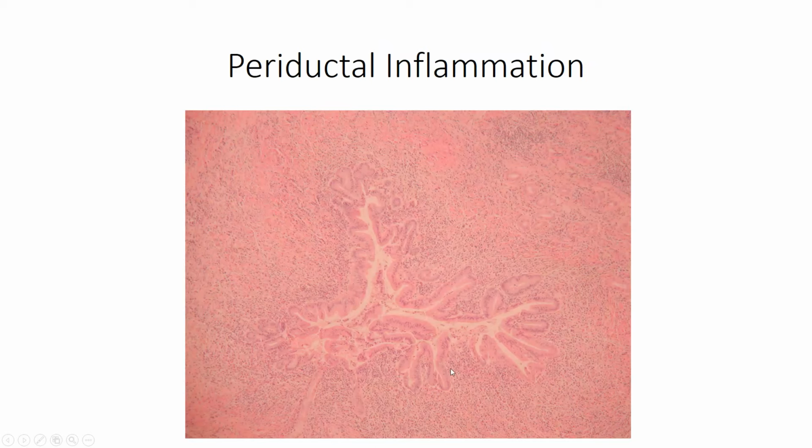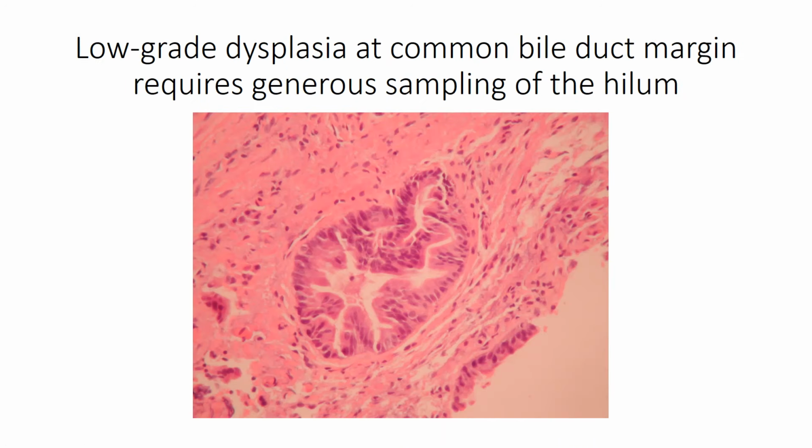On examination of the porta hepatis, the hepatic duct is inflamed, and you see this dense inflammatory infiltrate surrounding this bile duct. It is very important that we sample the porta hepatis appropriately, because in about 30% you will see dysplasia. In this case, this is a low-grade dysplasia. So this is really generous sampling of the hilar structures, particularly of the common hepatic duct and common bile duct.